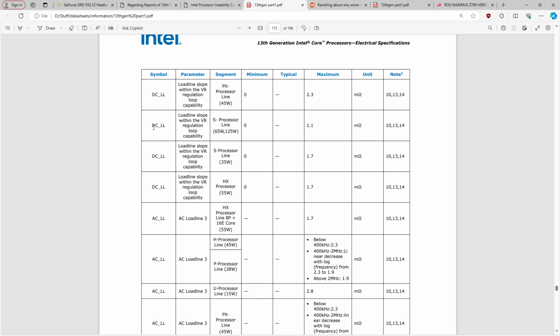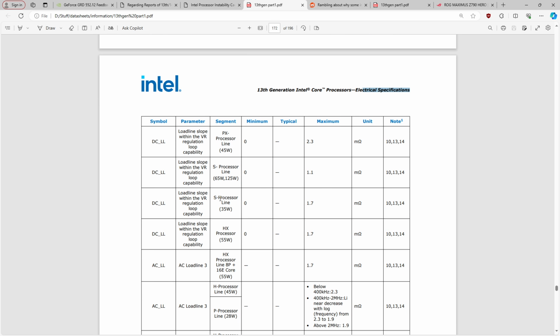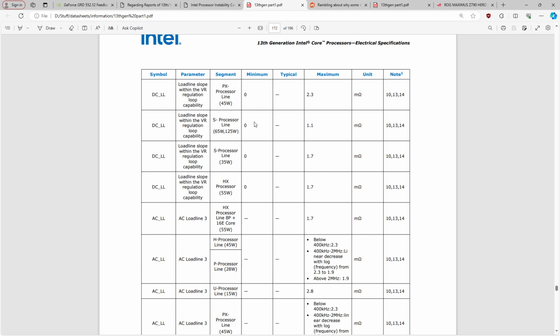So here we have DC load line for S processors, in the 13th gen processor electrical specifications. DC load line for S processors, so that's socketed processors, 65 watts, 125 watts, and the spec is 1.1 milliohms. Or, well, the maximum is 1.1 milliohms, and the minimum is 0 milliohms. This is the part that doesn't make sense to me, because at 200 amps, this is going to be a 220 millivolt V-droop. There's going to be 220 millivolts of V-droop if you have a load line of 1.1 milliohms at 200 amps. And with a load line of 0 milliohms, there's going to be 0 V-droop.